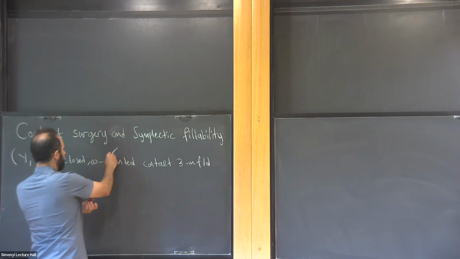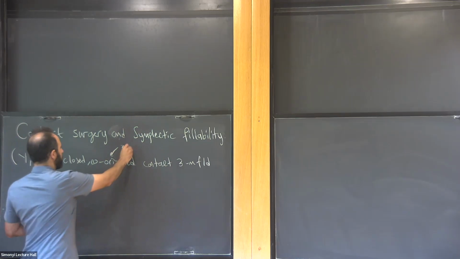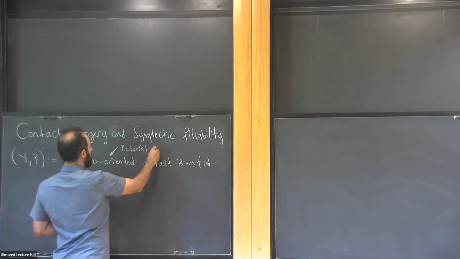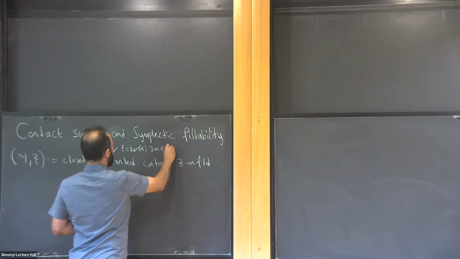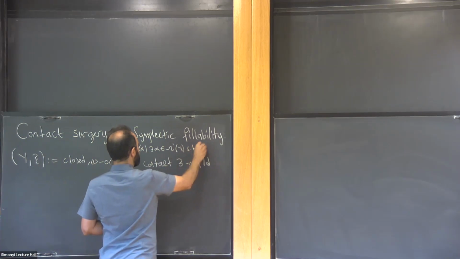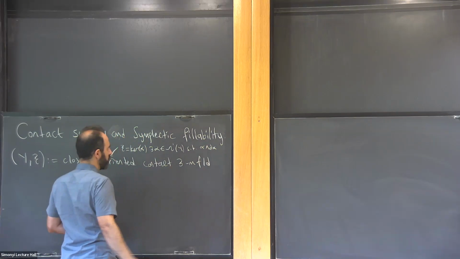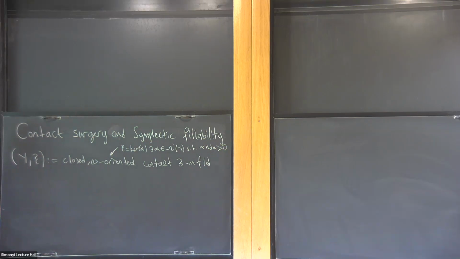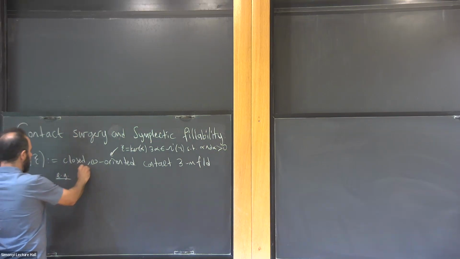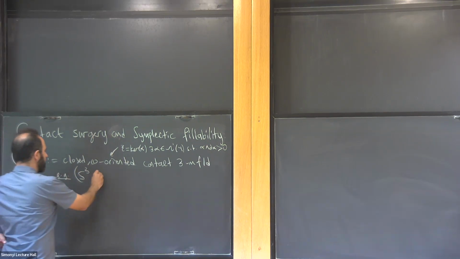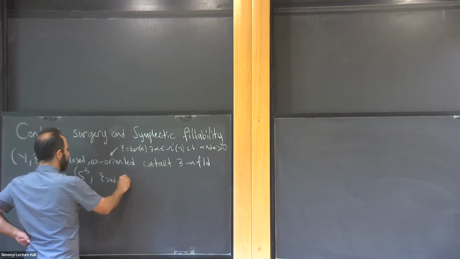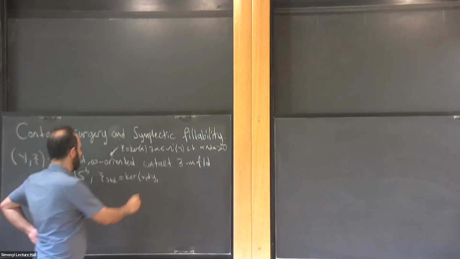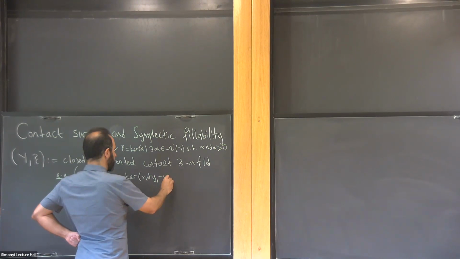By co-oriented, I mean we would like to write this ξ as the kernel of a global one-form α, such that α ∧ dα is a positive multiple of the volume form. So in particular, we are really interested in positive contact structures. As an example, think about S³ with the so-called standard contact structure, which is given by the kernel of this particular one-form, where I choose x1, y1, x2, y2 as the coordinates on R⁴ that S³ sits in.